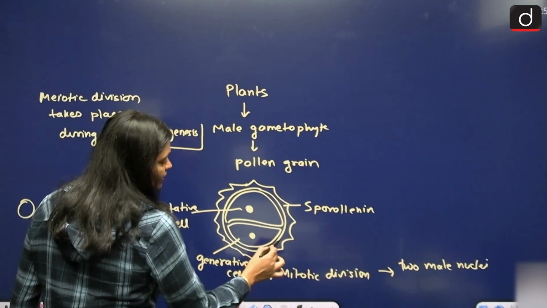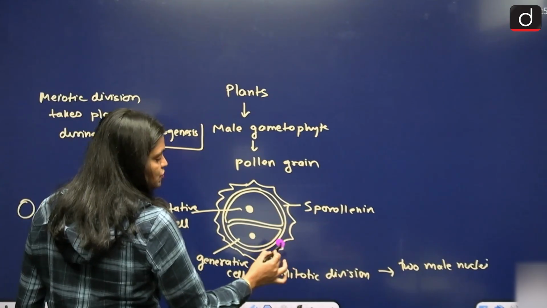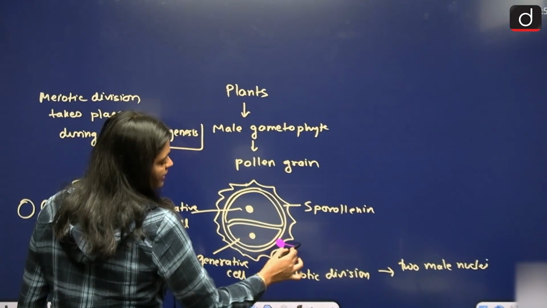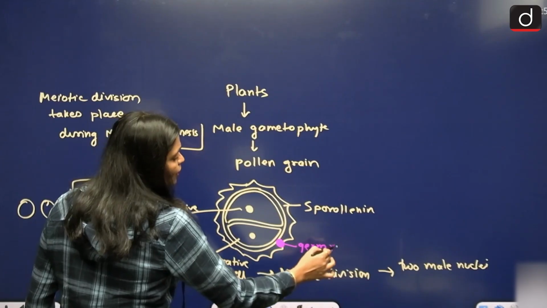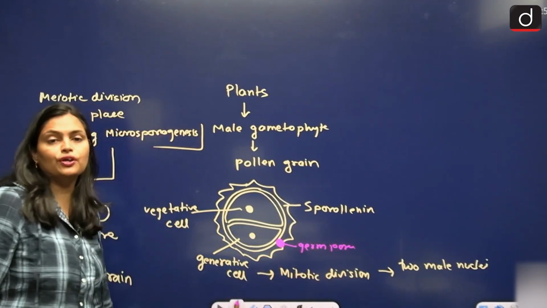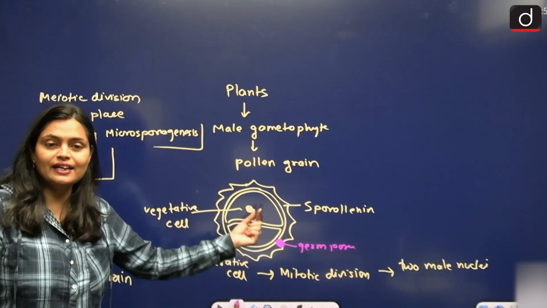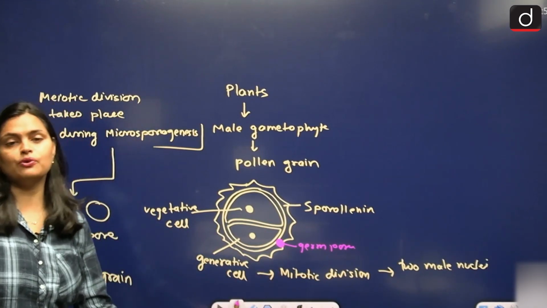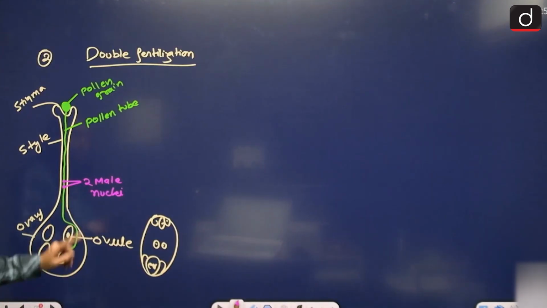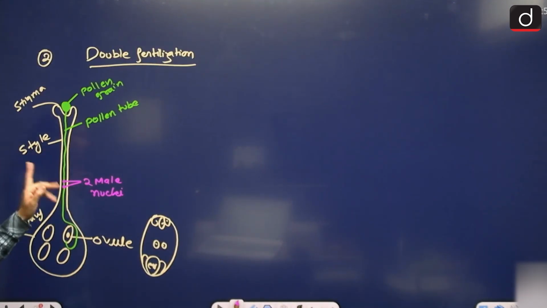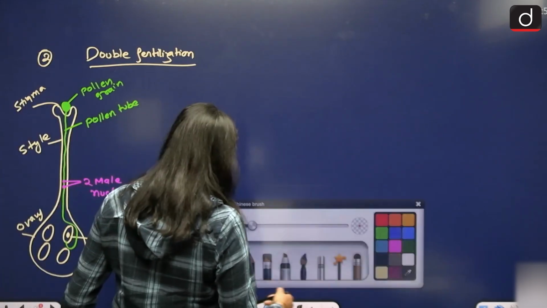Now here you have an area, okay, where you have no sporoderm, and this particular area is called the germ pore. Through this germ pore only the pollen tube arises. Okay, and then the 2 male nuclei enter into the pollen tube. Okay, 2 male nuclei you will get. Now what happened here in the fusion?